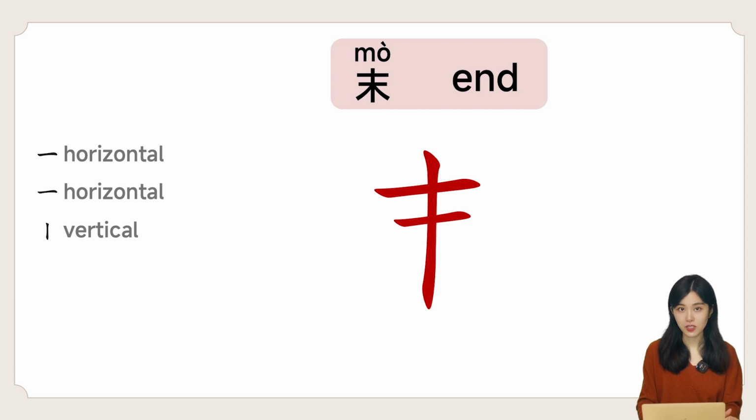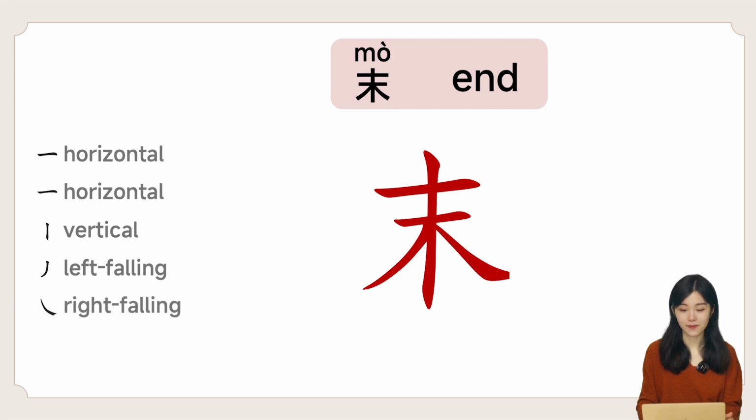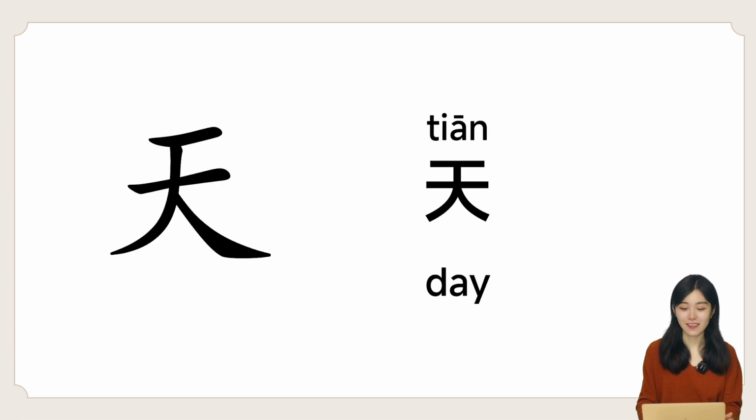Next, which falling should we write first? Yeah, the left falling on the left, and then the right falling on the right. Understand now? Great. Now let's see the next example character. 天 means day. Please read it after me. 天.